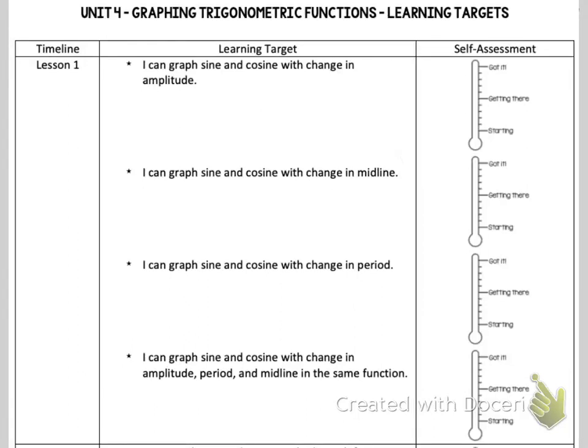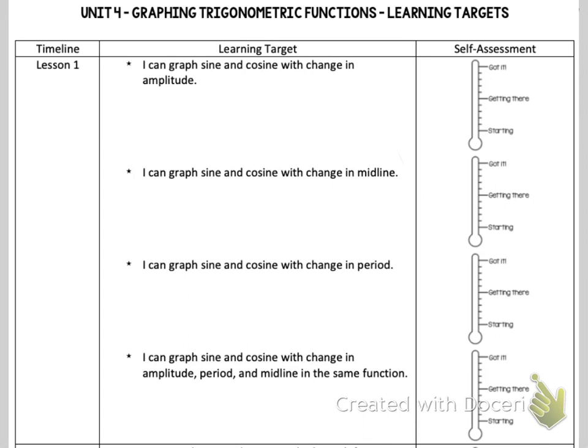Hey, so the sub should have passed this all out to you. You should have a sheet in front of you that says Unit 4, Graphing Trigonometric Functions, Learning Targets. Like I was telling you on Friday, knowing all of the learning targets straight out at the beginning of the unit is helpful. So I want you to go ahead and read through this, even if a lot of those words don't look like words you know, you will know them soon.